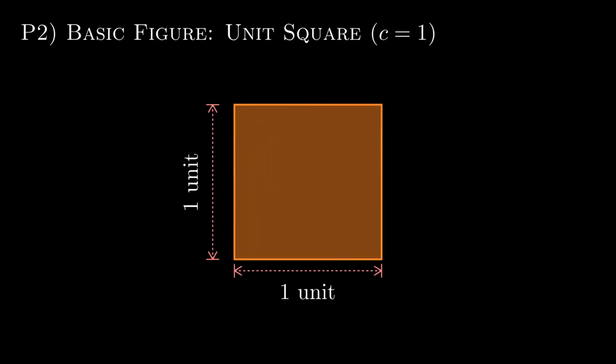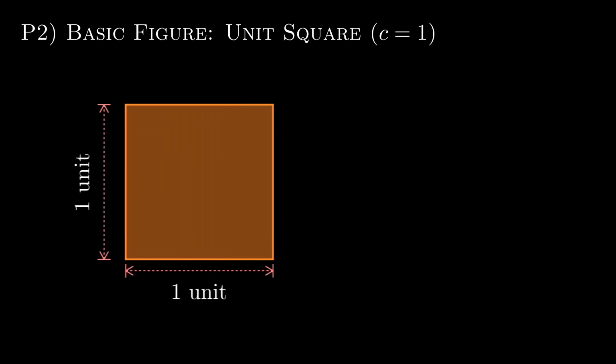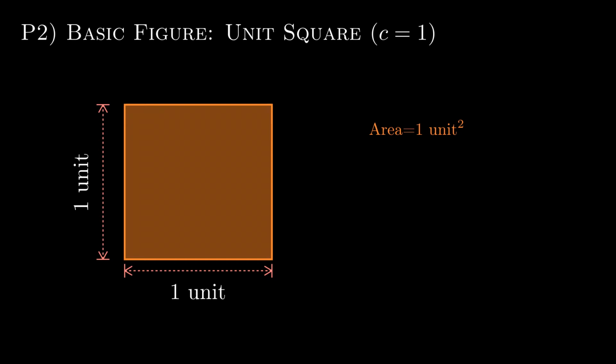Property 2 is about the basic figure, which is the unit square of side 1. Each of the sides of this square is of length 1, and it turns out that the area of this square is 1 square unit. So when you're interested in the area of a general figure, you're trying to see how many of these square units you can fit inside your general figure.